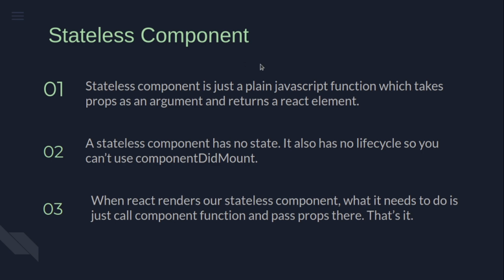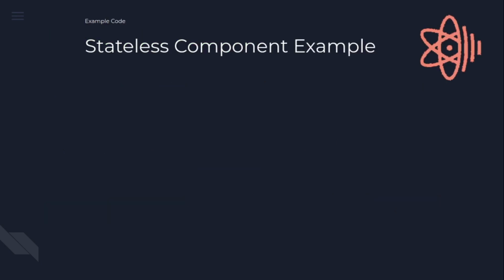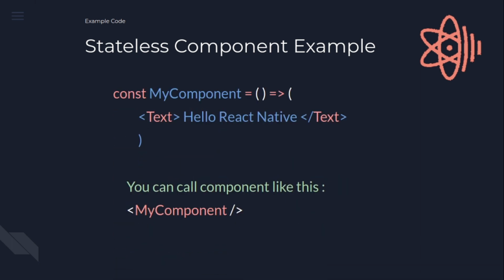Stateless component. As the name implies, stateless components do not have any local state. It is just a plain JavaScript function which takes props as an argument and returns a React Native element. Like you can see a functional component in the example, it is created with a fat arrow function and returns a text element. We can use this component by calling like this.